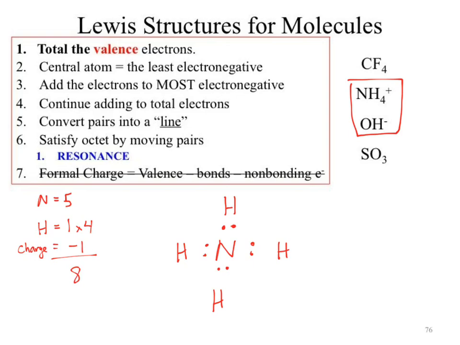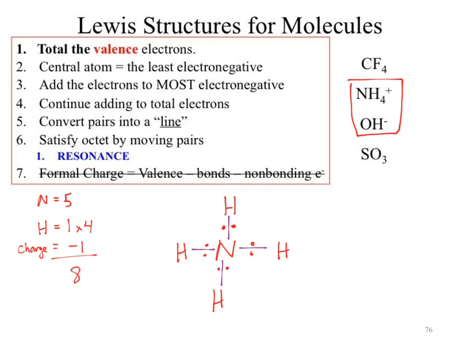Anywhere that I have a pair of electrons between atoms, I can convert into a line. So I can go through and turn those into lines. Okay. Satisfy octets by moving pairs. Octet meant 8. How many electrons around the hydrogen? There are only 2 electrons around the hydrogen. Okay? In that line is our only 2 electrons.